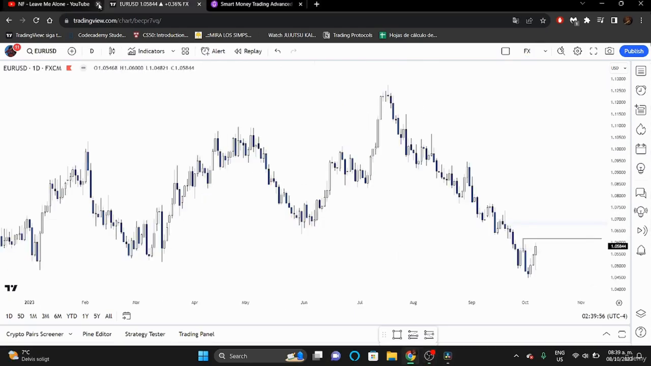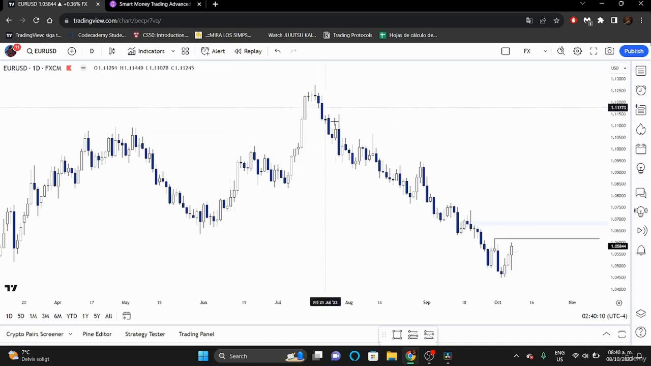Well, in today's class, we're going to be talking about mitigation block. What is it? Well, a mitigation block is pretty much, on a downtrend, the last down candle before the run up, before the retracement. In this case, which one would it be? Right here, this is our mitigation block. Once we get traded through it, this will become our mitigation block.